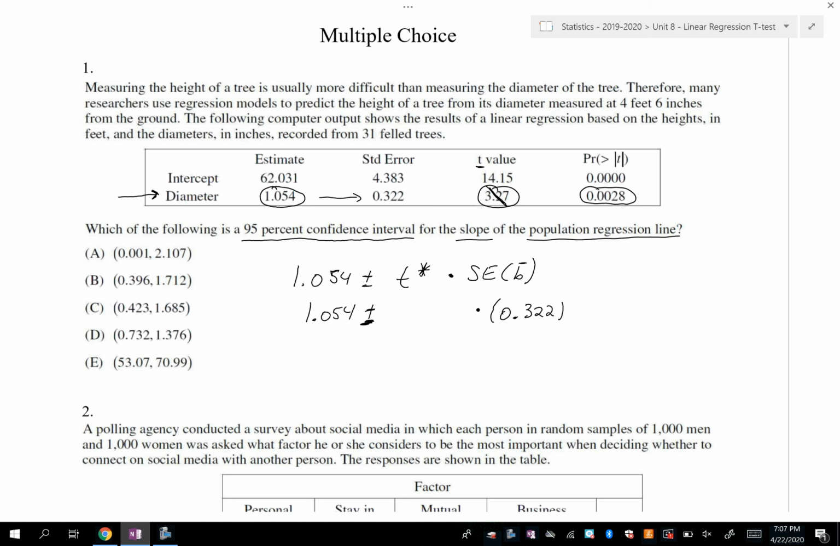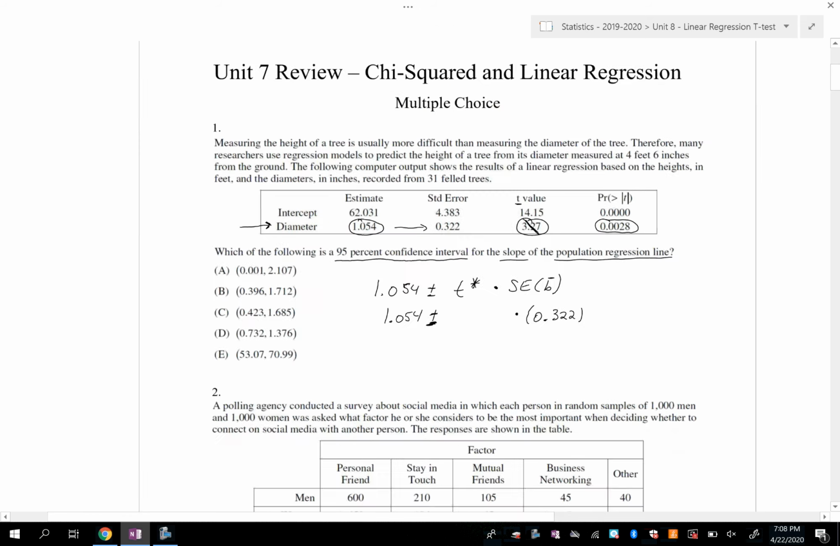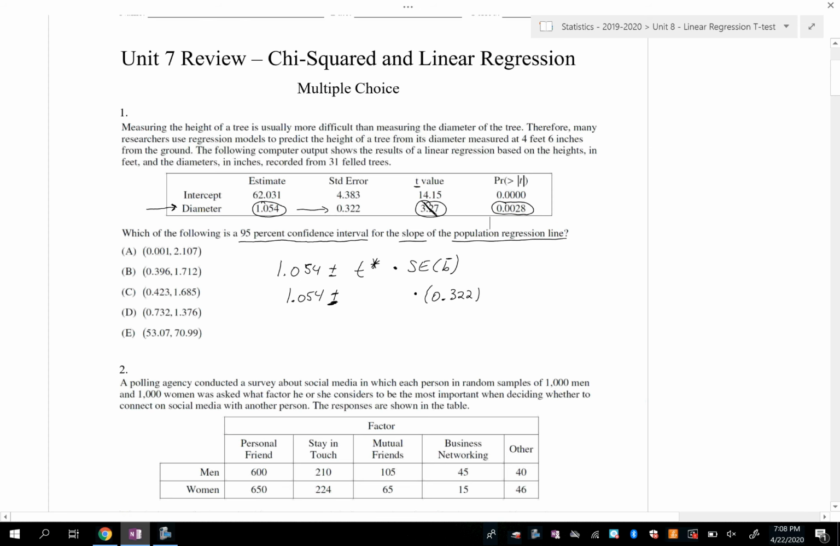So we actually have to go to a link, which again, you will have posted to you, so you'll know all these links will be given to you to find the t star. Before I go there, I want to make sure that I know my degrees of freedom, which for linear regression t-tests and for t-intervals is always the sample size minus 2. So in this case, it's 31 trees minus 2, which is 29 for the degrees of freedom.